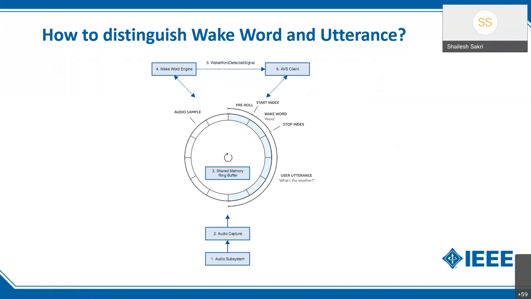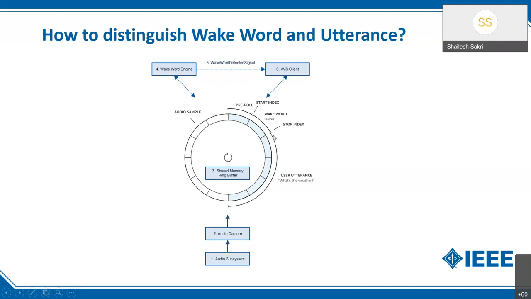If this index is not put in over here, the subsequent command that you send over there, like "Alexa, what's the weather?", you might miss some of the utterances. So that's why this stop index is very crucial to put a marker within the buffer.